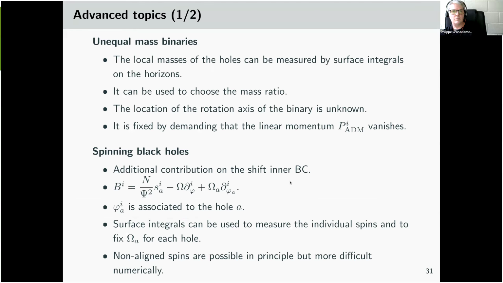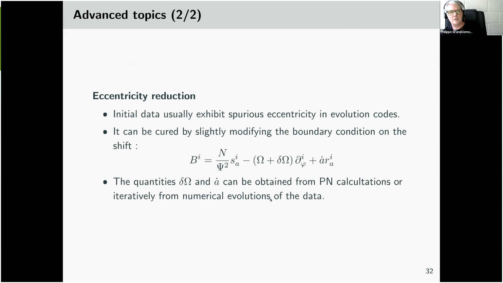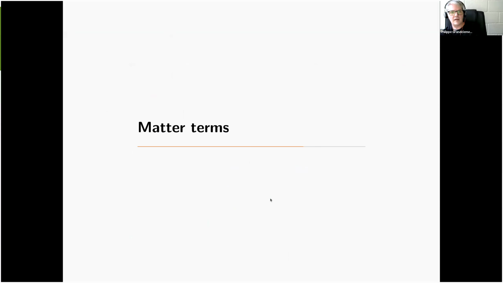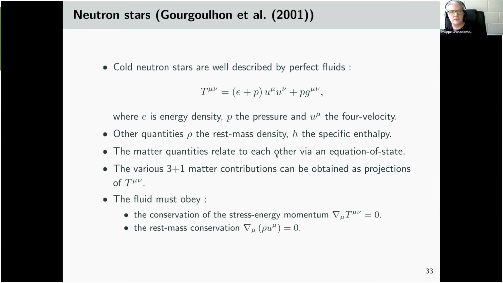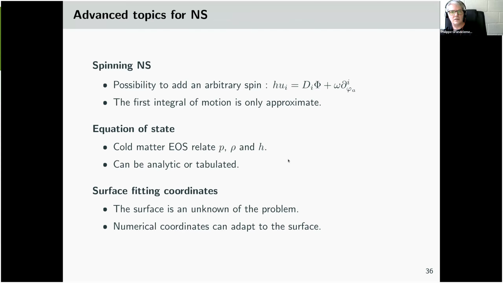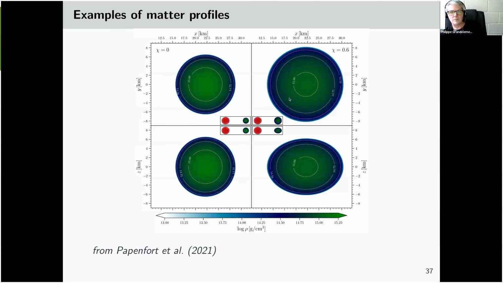So this is a simple case. You can obviously have unequal mass binaries. You can have spinning black holes. I will forget that. If you do neutron stars, you can do almost the same thing, except you replace the non-trivial boundary condition on the horizons by matter terms. So I will not go into too much detail here, but you can do that with matter terms.